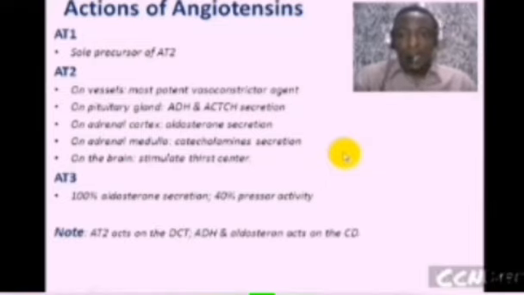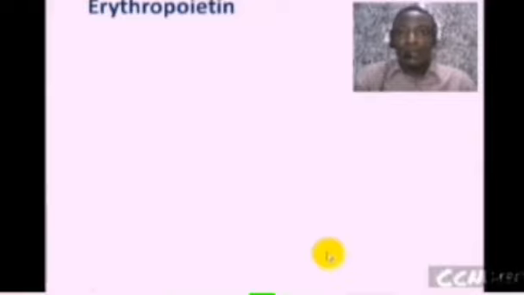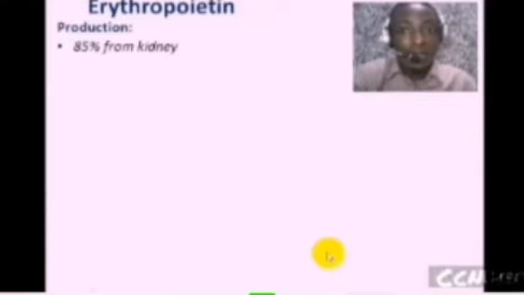Going forward, note that angiotensin 2 acts on the distal convoluted tubule of the nephron. Okay? We are looking at the hormones acting on the nephron. Angiotensin 2, that is this hormone here, acts on the distal convoluted tubule of the nephron. ADH and aldosterone primarily act on the collecting ducts, leading to retention of water and sodium ions. Erythropoietin. About 85% of erythropoietin is secreted by the kidney. So you could see how important the human kidney is. While 15% of this hormone is secreted by the liver.